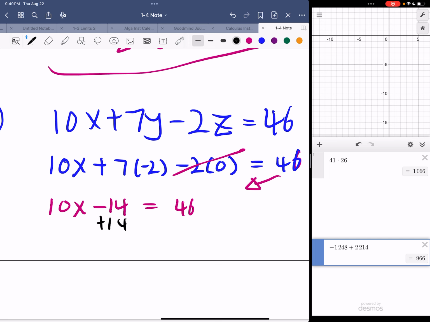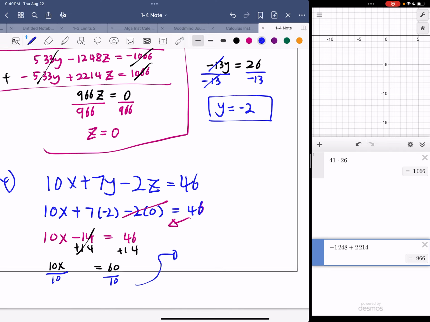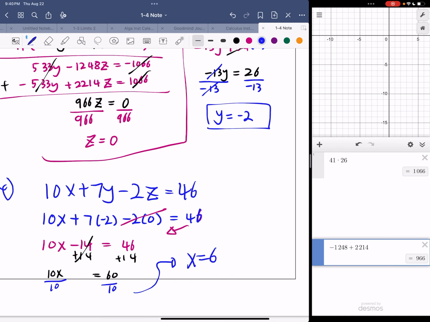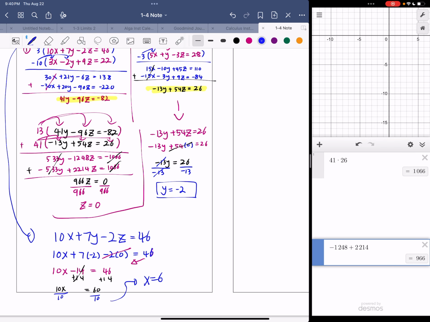So plus 14 both sides. So I get 10x. Just in case, I just got 10x from here is equal to 46 plus 14 is going to be 60. And if I divide by 10 both sides, I just get x equals 6. So do you see I used all this space here? So your answer should be 6, negative 2, and 0. Always x, y, z order.